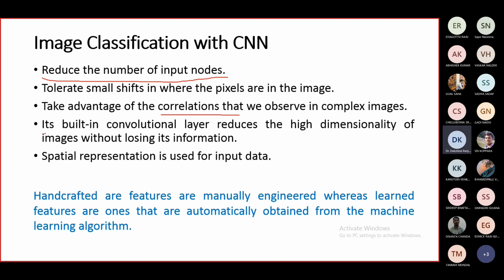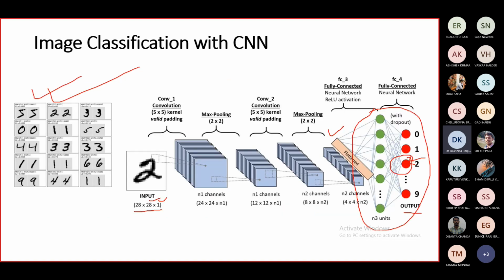Its built-in convolutional layer reduces the high dimensionality of the images without losing its information. So as I said, when you get this flattened vector, this reduced dimension flattened vector represents this entire image. Okay, this entire image. So if we have the reduced dimension, let's say 4x4 into 1, that means we have the 4x4 matrix. So this 4x4 matrix will provide this flattened vector of 16 elements or 16 features.